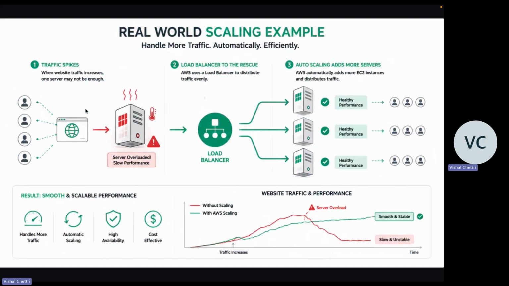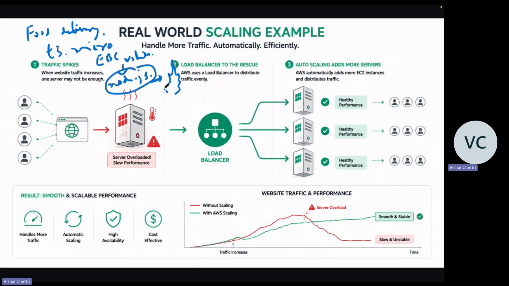Now, the next important thing is a real-world scaling example. Let's make this very real. Suppose you launch a food delivery app. Okay. So on day one, you have taken a T3.micro. You start very small with one EBS volume. You run this on Node.js. Your application goes viral, right? Your app goes viral like IPL. Instead of 1x, it goes to 10x during your launch.